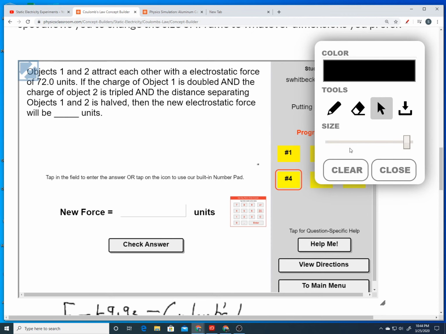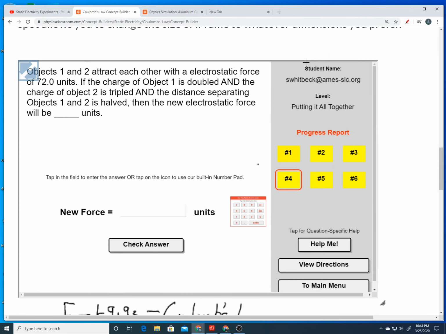Okay, so in this case, we are going to be dealing with both changing the charge and changing the distance. I'm going to start. My electrostatic force originally is 72 units. That's equal to my kQ1Q2 over r squared.